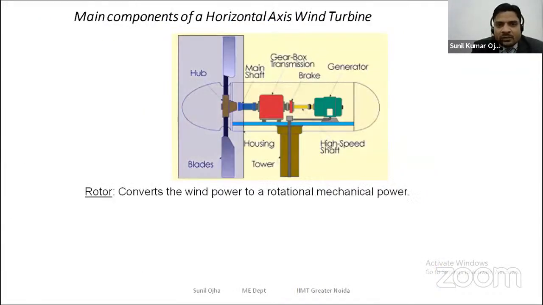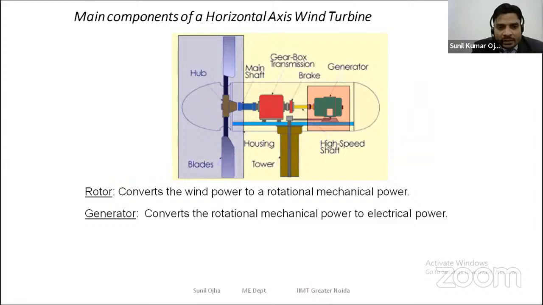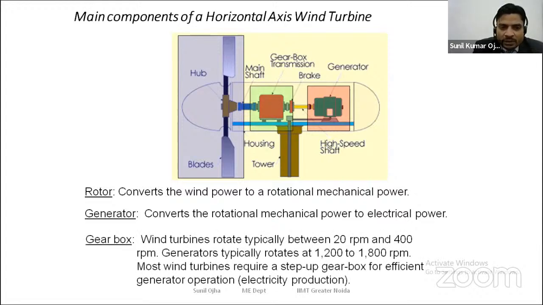Next, the main components of a horizontal axis turbine are the rotor and generator. You can see in this diagram there is a rotor that converts the wind power into rotational mechanical power. There is a generator that converts the rotational mechanical power into electrical power. There is a gearbox. The wind turbines rotate typically at 20 rpm to 400 rpm. Generators typically rotate at 1200 to 1800 rpm.